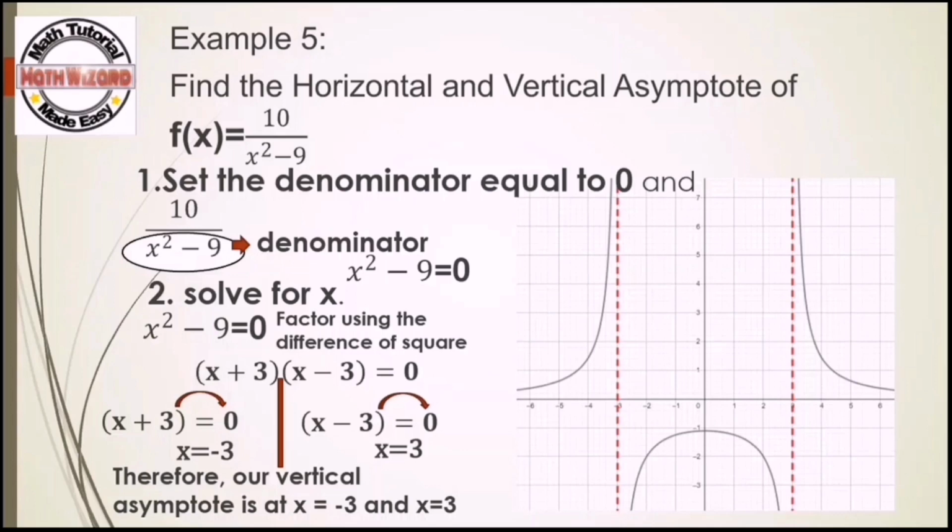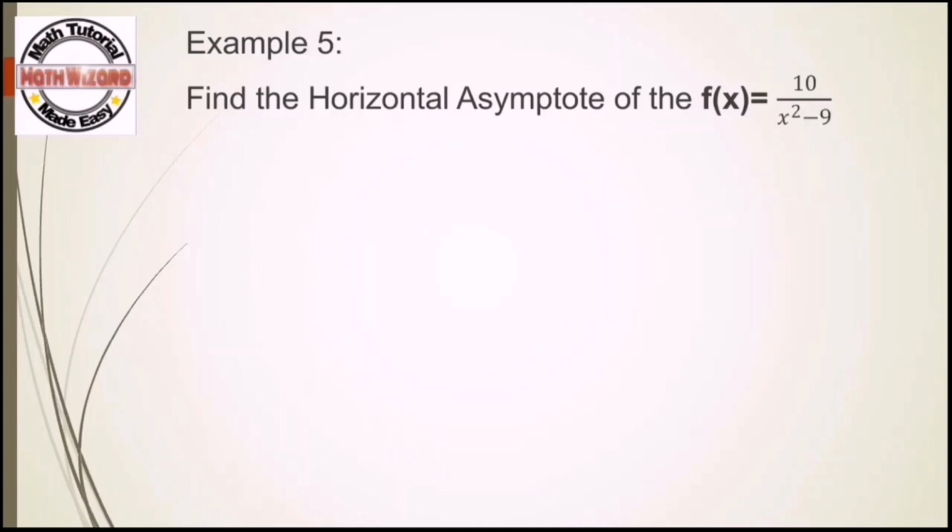Isa sa negative 3 at isa sa positive 3. Okay. Now, since we are done with the vertical asymptote, let us try to answer naman the horizontal asymptote of the equation. And actually, by just looking at its degree, in just a second, alam na natin where we are gonna put or where does the horizontal asymptote lie. Diba? By using this technique.